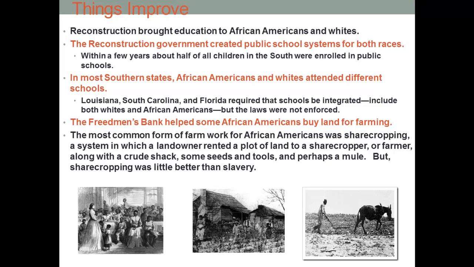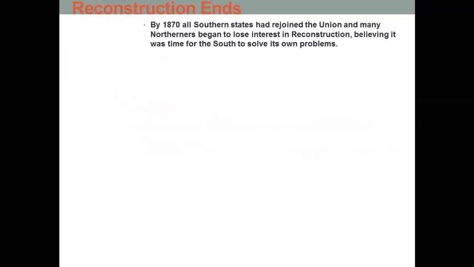Sharecropping, however, turned out to be little better than slavery. Most of the sharecroppers found themselves deeply in debt to the landowners. Sometimes those debts carried on for generations, keeping the whole family tied to their land by debt. By 1870, all Southern states had rejoined the Union. Many Northerners began to lose interest in Reconstruction, believing it was time for the South to solve its own problems.